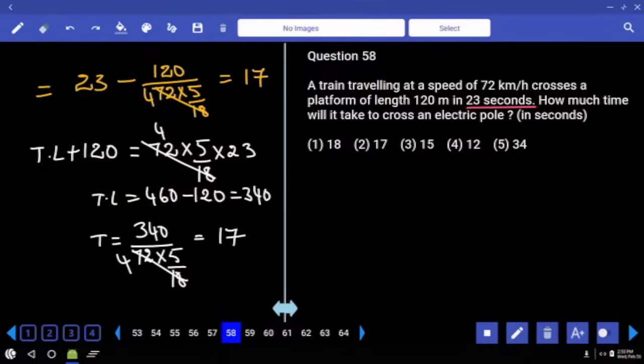Instead, we are doing it in a single line. 23 seconds is the time taken to cover train length and platform length. But we have to cover only train length. So from 23 seconds, we are going to subtract the time it takes to cover platform length. Platform length is 120 by speed, that's it. Are you okay?